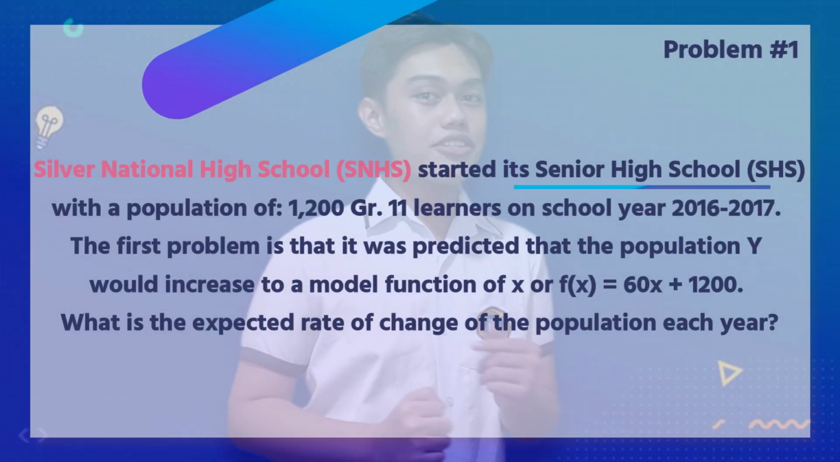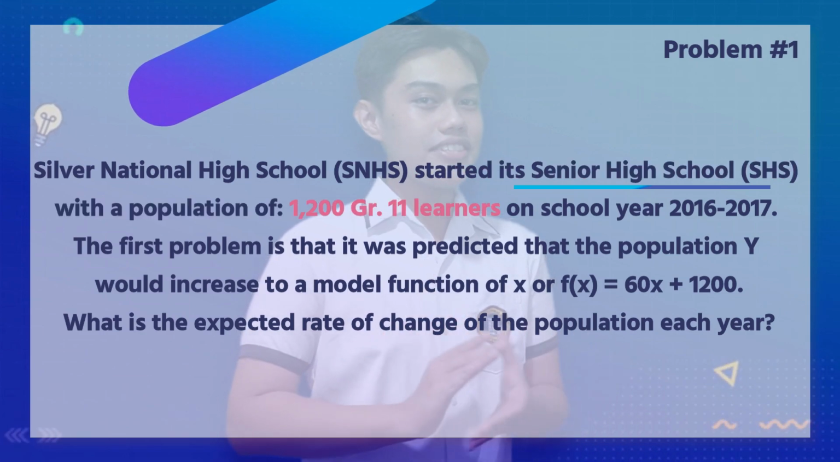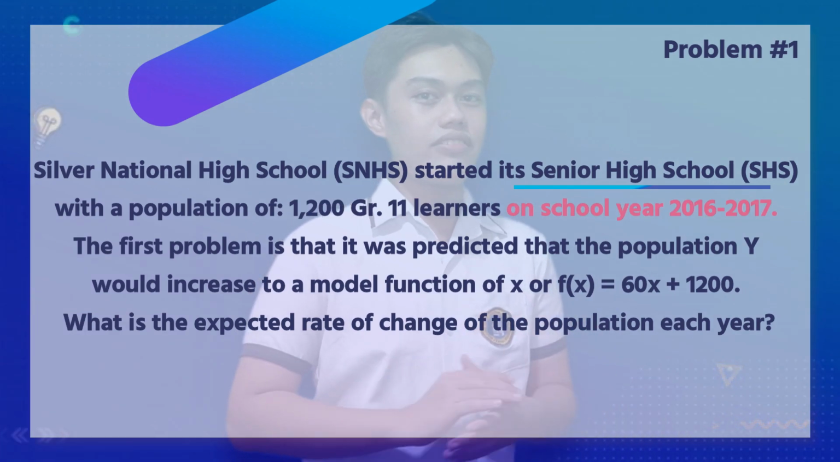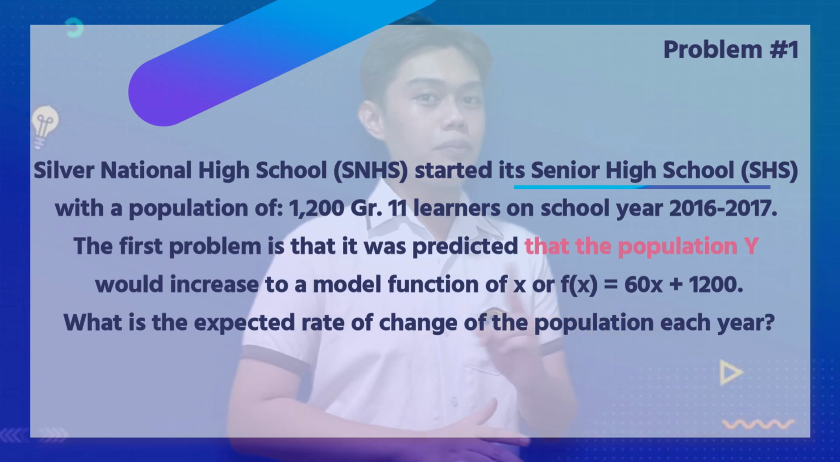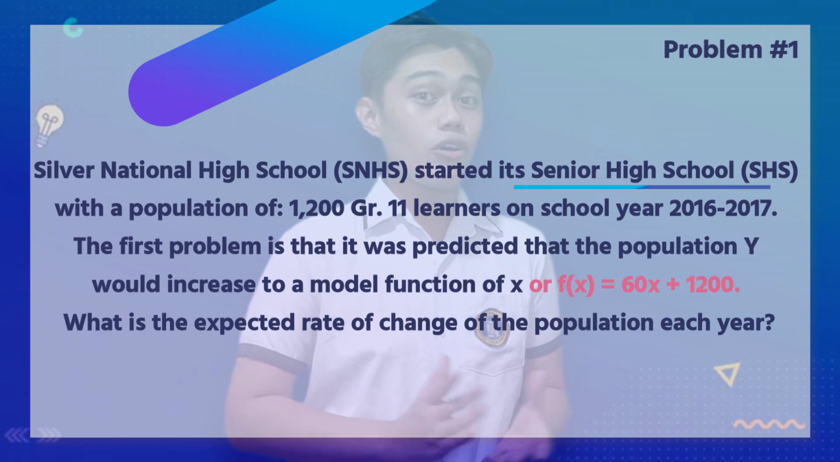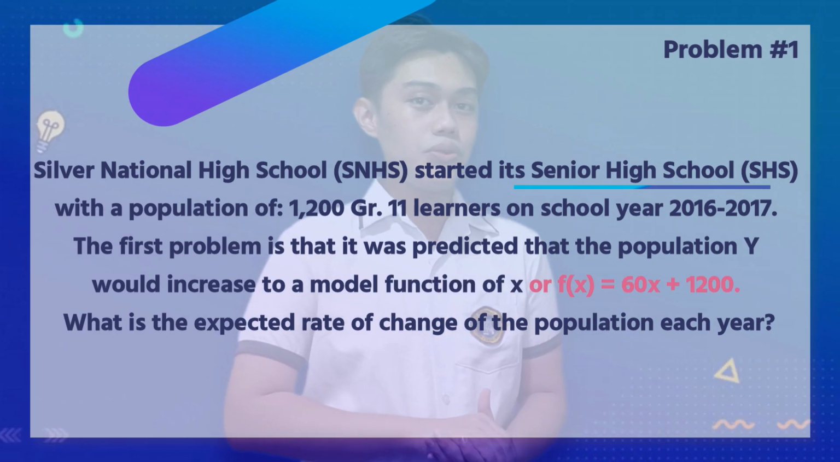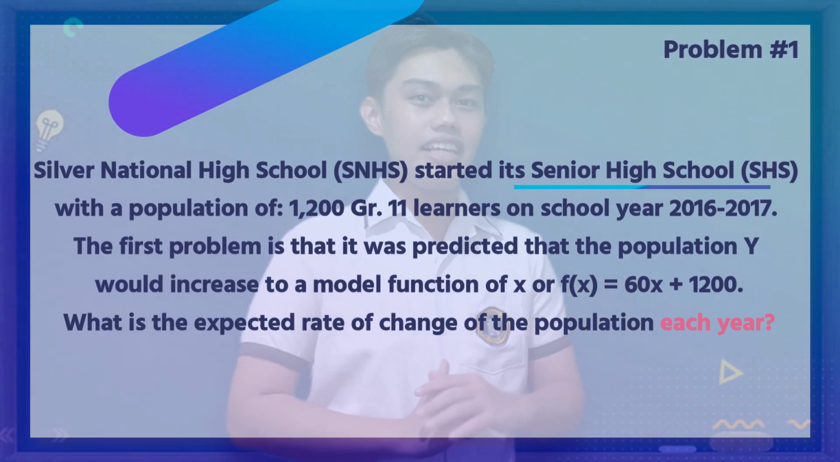Silver National High School started its senior high school with a population of 1,200 grade 11 learners on the school year 2016-2017. The first problem is that it was predicted that the population Y would increase to a model of the function of x, or f of x, is equal to 60x plus 1,200. What is the expected rate of change of the population each year?